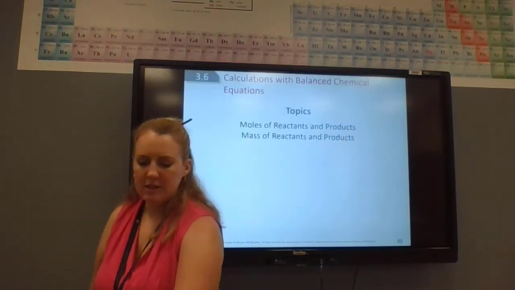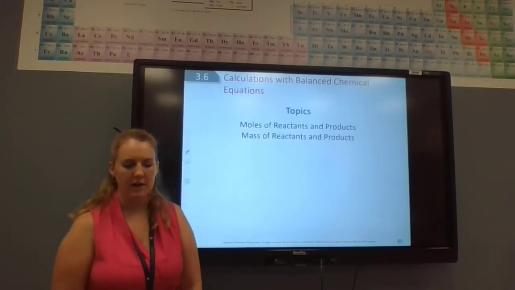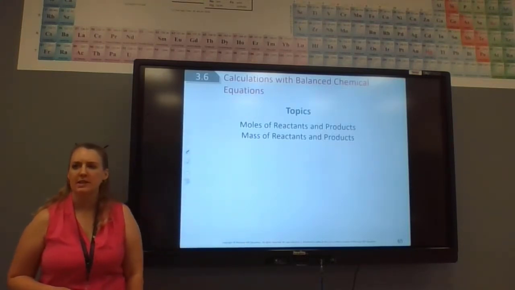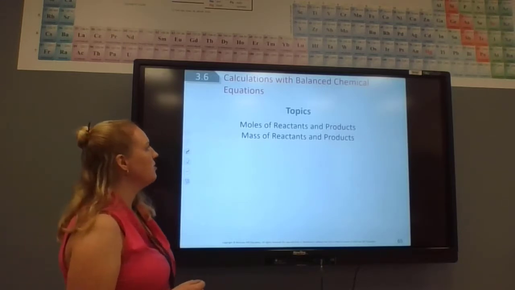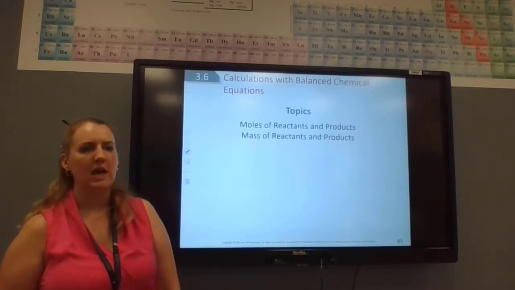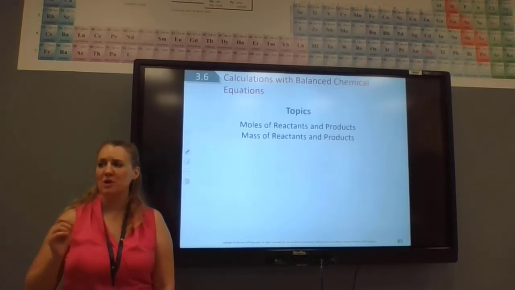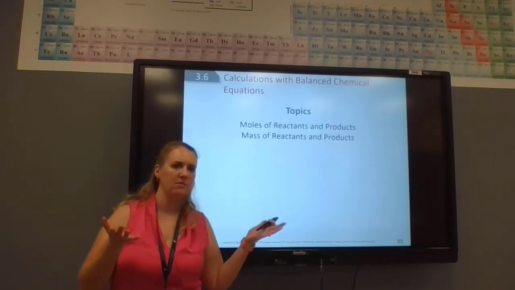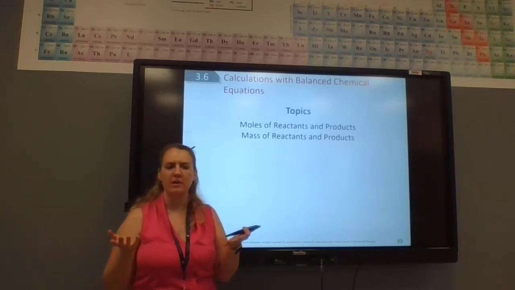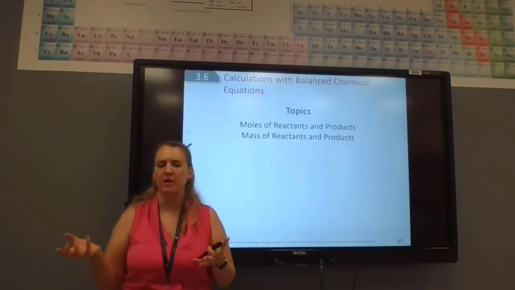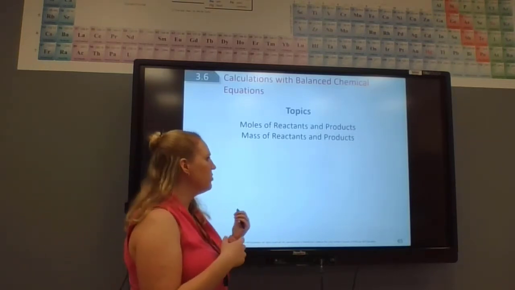Next section, starting on page 102. Section 6, calculations with balanced chemical reactions. So in the last lecture, we learned how to balance chemical reactions. Now we're going to treat those as a recipe. So what do we use recipes for? To cook things, right? We have ingredients that go in, and hopefully we are producing something. So chemical equations are the same idea.